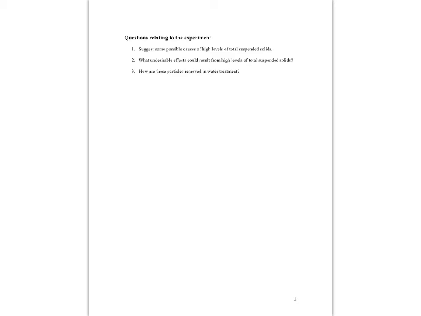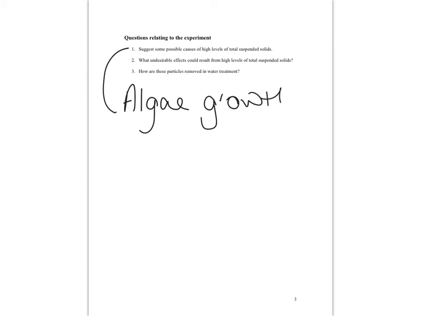Okay, so let's have a look at the questions relating to the experiment then. Suggest some possible causes of the high levels of the total suspended solids. Well guys, that could be due to anything. It could be due to positioning, so where the water is positioned. It could be due to algae growing in it. It could be produced down to sewerage in the water. Anything like that.